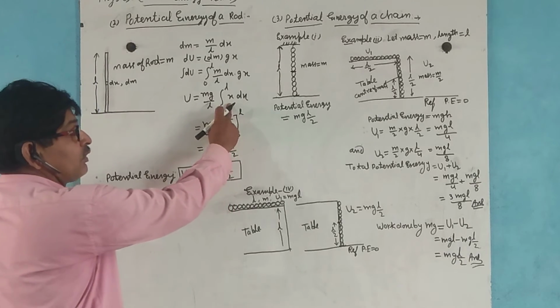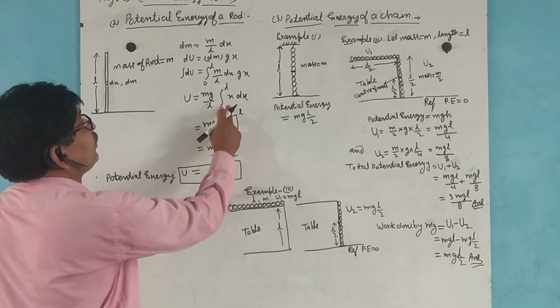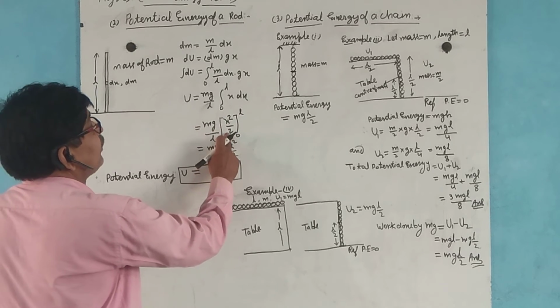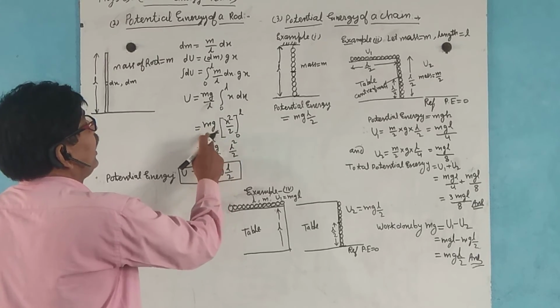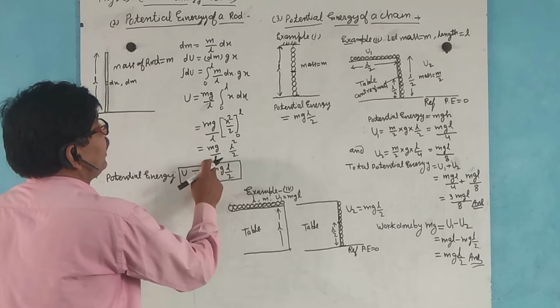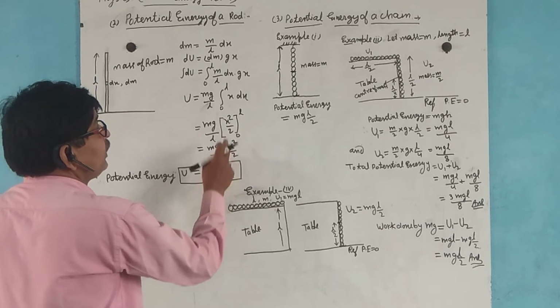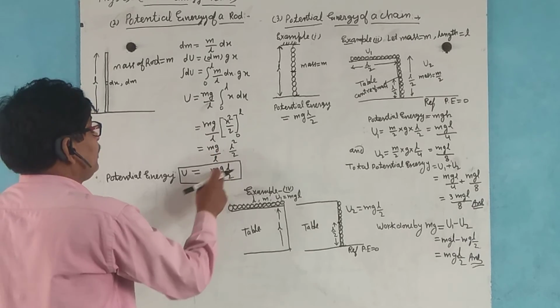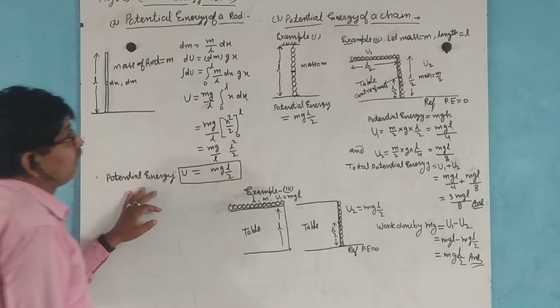x to the power n integrates to x power n plus 1 divided by n plus 1, so x square by 2. Integration of this: mg by L and limit 0 to L, so mg by L and this is L square by 2, one L cancels, mgL by 2. This is the potential energy here.